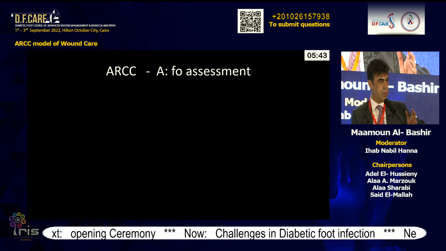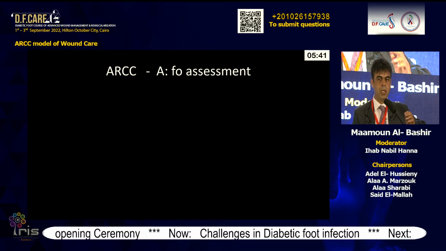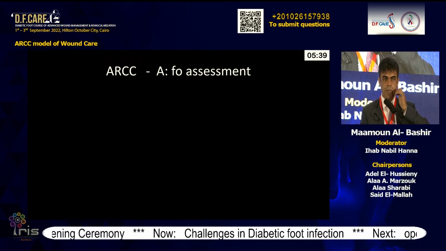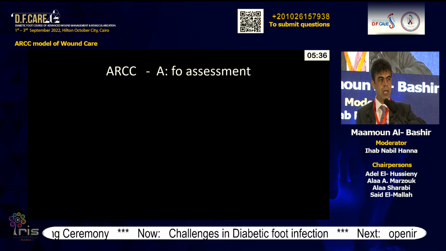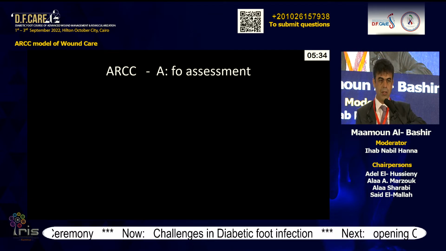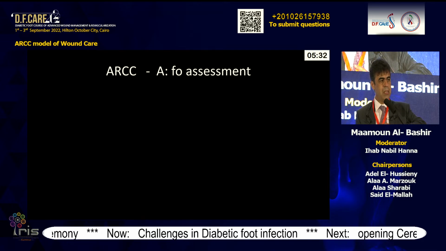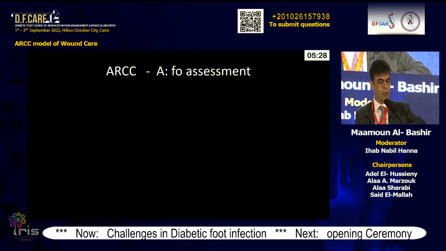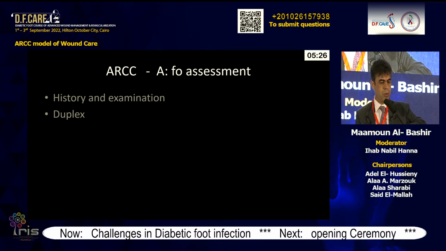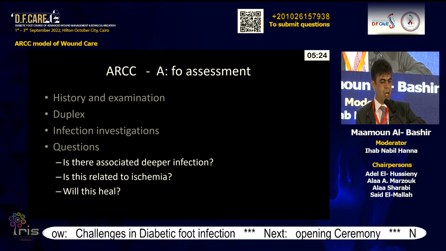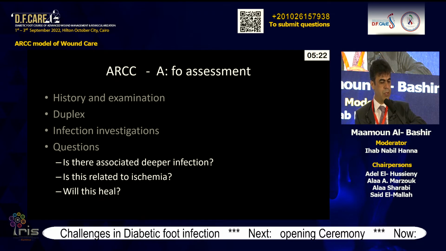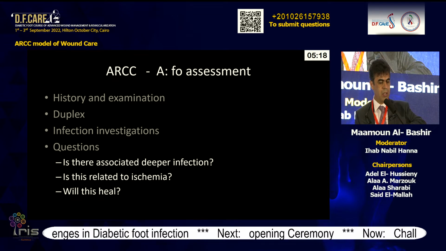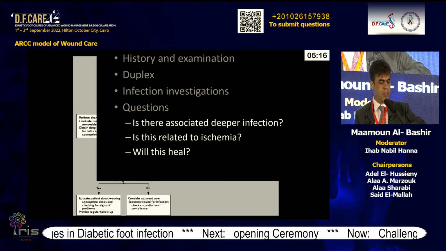And that's, to be honest, what we're trying to prove. And I've been speaking about this for the last 5 years in many meetings, hoping that it gets adopted on a wider level. So let me take you quickly through the ARC model. A stands for assessment, and that's straightforward. It's the history, the examination, the duplex, the investigation for infection, and you should essentially be asking, is there associated infection? Is there related ischemia?